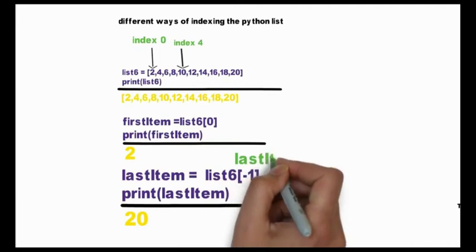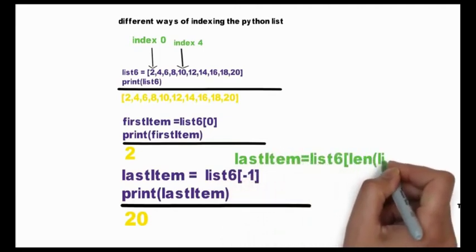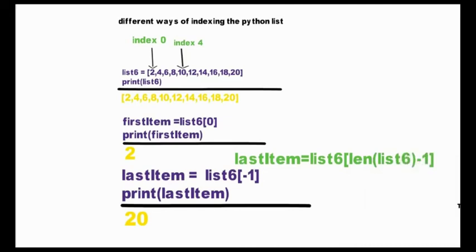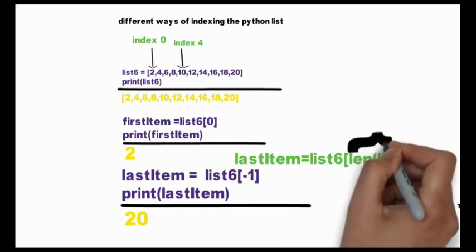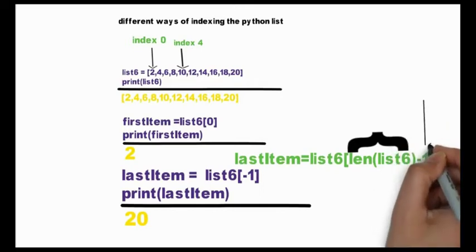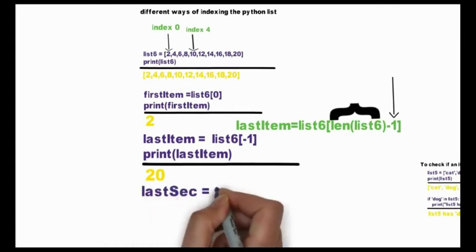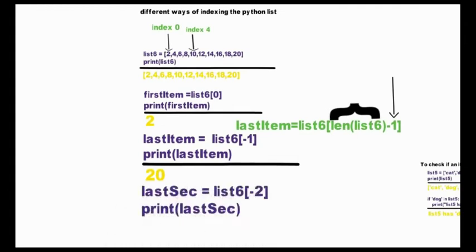We can also get the last item with this code. last_item equal to list6 of len of list6 minus 1. So basically len of list6 gives the length of our list. Since indexing starts from 0, to get the last item we need to subtract 1 from the length of our list. So to get the second to last item we can write list6 of minus 2.